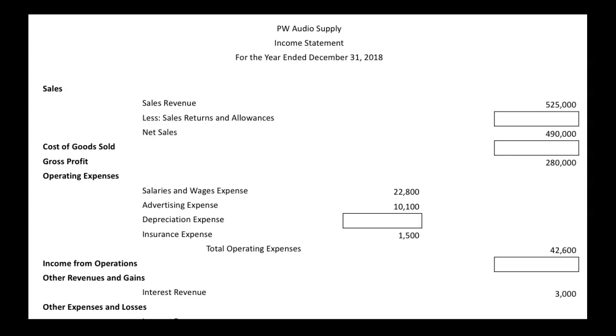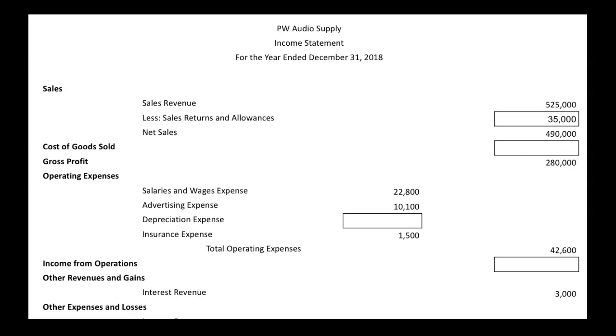So 525,000 minus X gets you 490,000. If we solve for X, we'll see that our sales returns and allowances are $35,000. So now we can double check that 525 minus 35 gets us that 490.